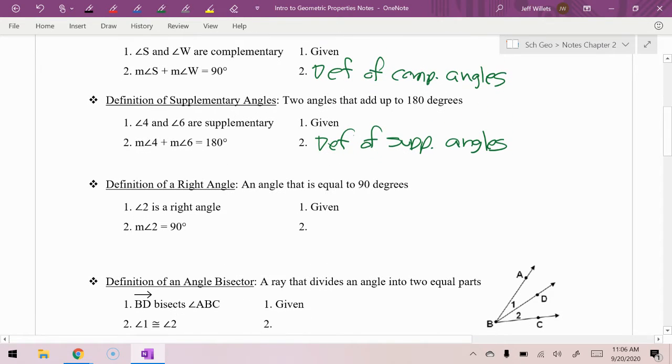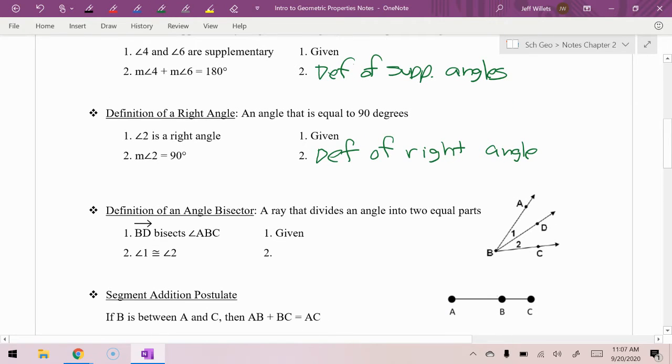A right angle tells you that an angle is 90 degrees. So if we say angle 2 is a right angle, we could conclude from that that the measure of angle 2 is 90. I'm just giving you examples of how you would see these reasons. An angle bisector divides an angle into two equal parts. So if we say BD bisects this whole angle, it would make angle 1 congruent to angle 2. So if we're given this, we can conclude this by the definition of angle bisector.